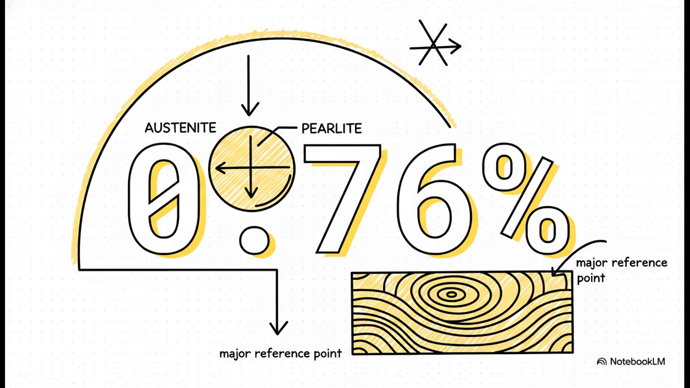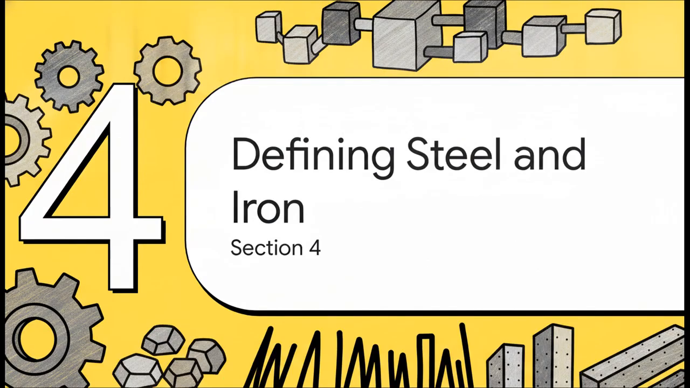0.76% carbon. This extremely precise composition is known as the eutectoid point. It's the exact magic number where austenite transforms directly and entirely into perlite upon cooling. It's a critical reference point for anyone working with this stuff. Let's keep exploring in Section 4, defining steel and iron.